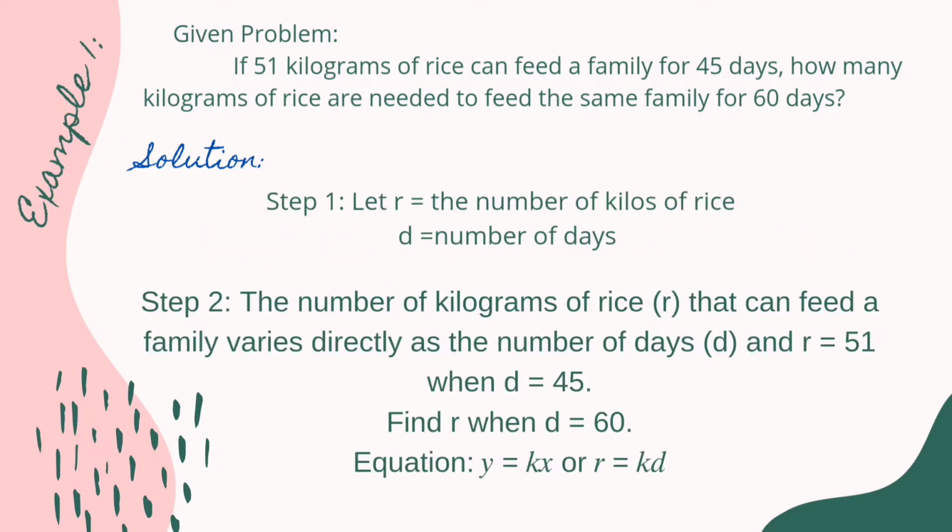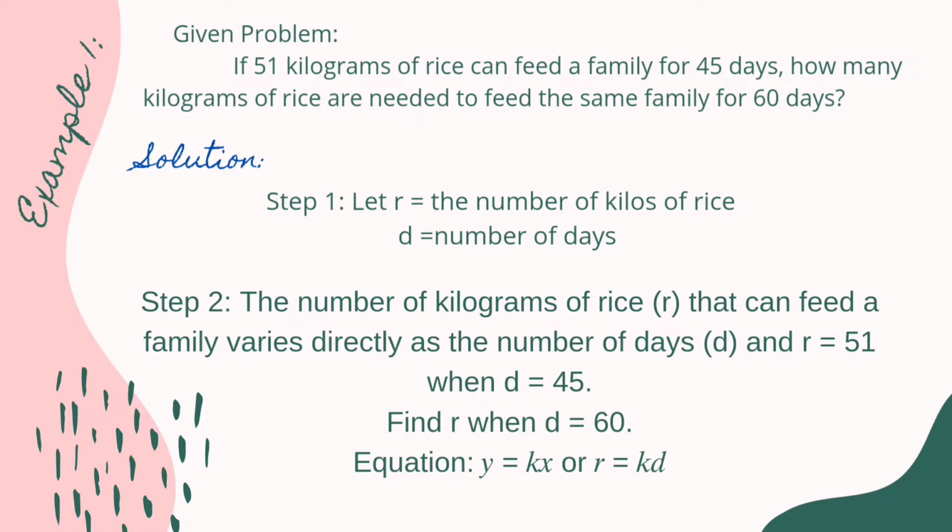So, mapapansin niyo dyan sa step 1, let R be the number of kilos of rice and let D be the number of days. So, in translating the given situation into variation statement, kailangan natin gumamit ng mga variables or letters to represent the two quantities. So, ginamit natin dito ang R to represent the number of kilos of rice, and then letter D to represent the number of days. For step 2, the number of kilograms of rice R that can feed a family varies directly as the number of days D and R equals 51 when D equals 45.